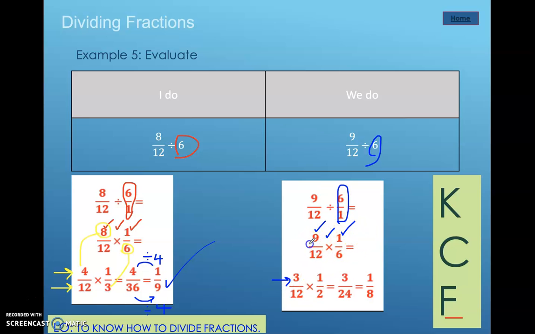And then what we do is we notice that our 9 and our 6 are both divisible by 3. We notice that our 12 and 1 are already as simplified as they can be, so we times the top by the top, which is 3 times 1. We times the bottom by the bottom, the denominator by the denominator, and it gives us 24. We can then simplify that further and get 1/8. Make sure you've copied that down.